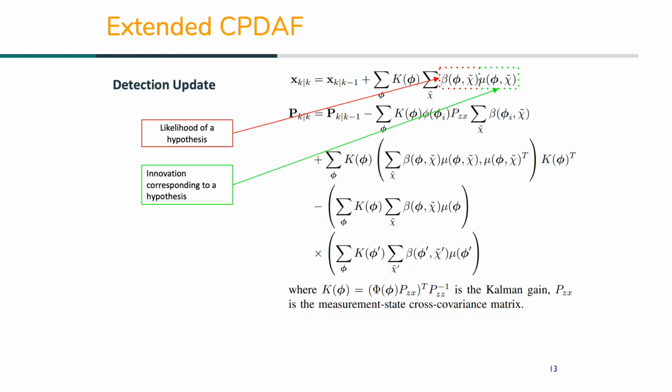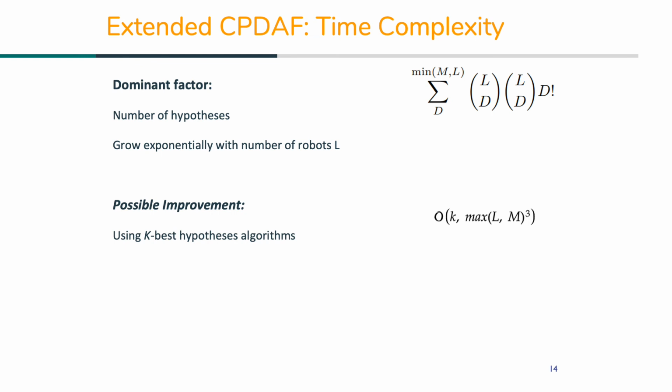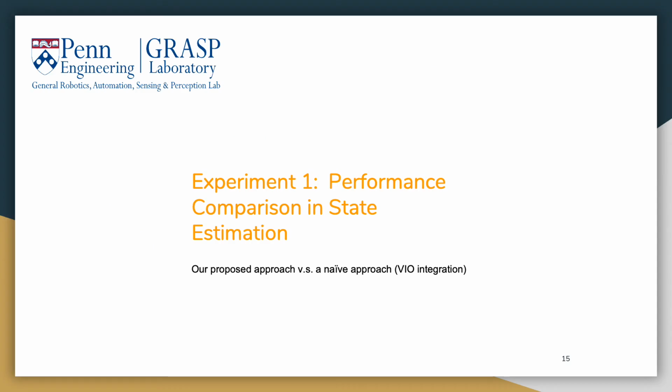As mentioned, in the detection update, we use the likelihood of a hypothesis and the corresponding innovation to update the system state. Time complexity: the dominant factor is the number of hypotheses, which sadly can grow exponentially with respect to the number of robots. So a possible improvement is to use k-best hypothesis algorithms, which can bring it down to polynomial time. Let's move on to the experiments.